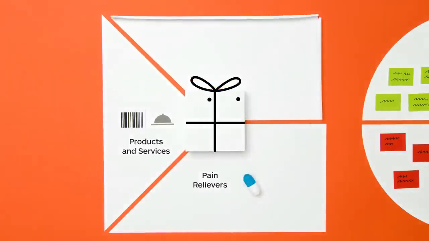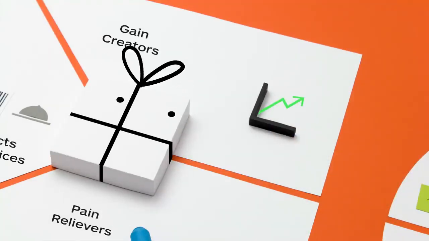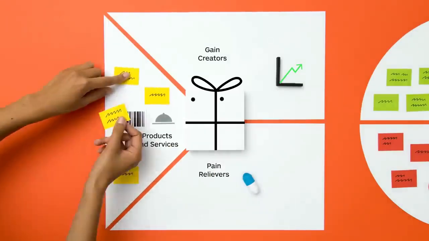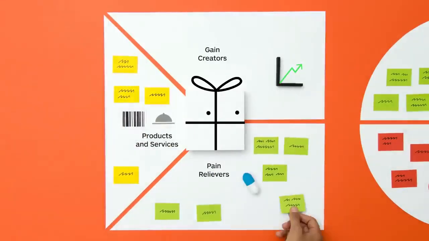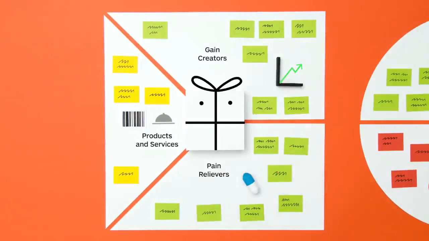And you outline in which way they are gain creators, how they produce, increase, or maximize outcomes and benefits that your customers expect, desire, or would be surprised by. The value map makes explicit how your products and services relieve pains and create gains. Use it to design, test, and iterate your value proposition until you figure out what resonates with customers.